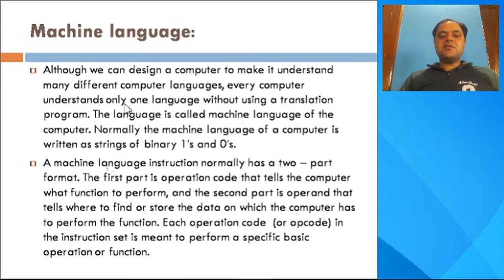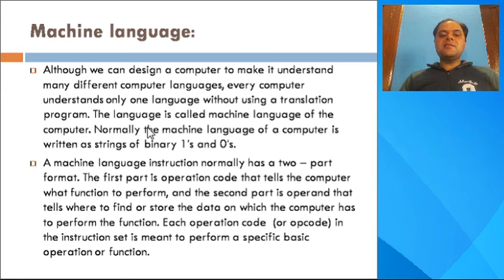So what is a machine language? Although we can design a computer to make it understand many different computer languages, every computer understands only one language without using a translator program. The language is called the machine language of the computer. Normally the machine language of a computer is written as a string of binary 0s and 1s. So we can use different languages on a computer, but the computer can understand only one language, that is ones and zeros.